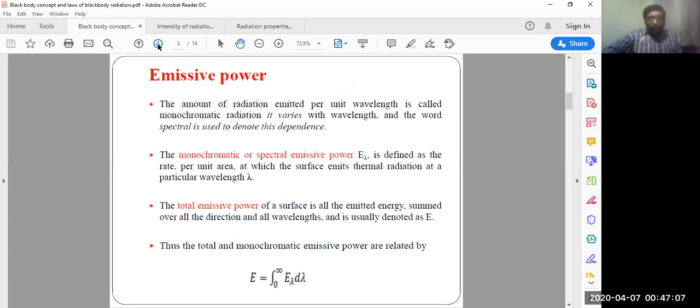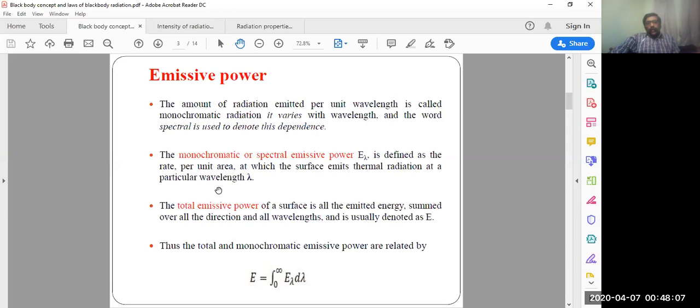So when you say radiation, an important term here is emissive power. Every body emits radiation, so you can quantify the amount of energy being radiated per unit wavelength. This is called the monochromatic radiation. When you quantify it per unit wavelength, we call it monochromatic, or sometimes spectral. The term spectral is the same as monochromatic. So we can define the monochromatic or spectral emissive power, with the notation E lambda, as the rate at which the surface emits thermal radiation at a particular wavelength, per unit area.